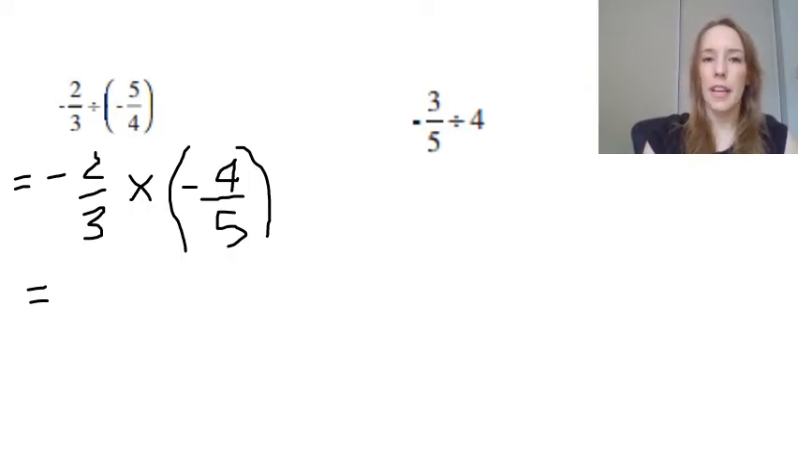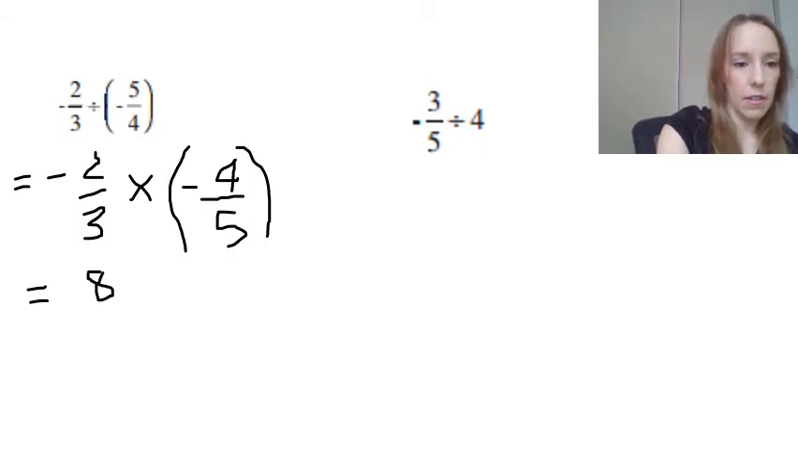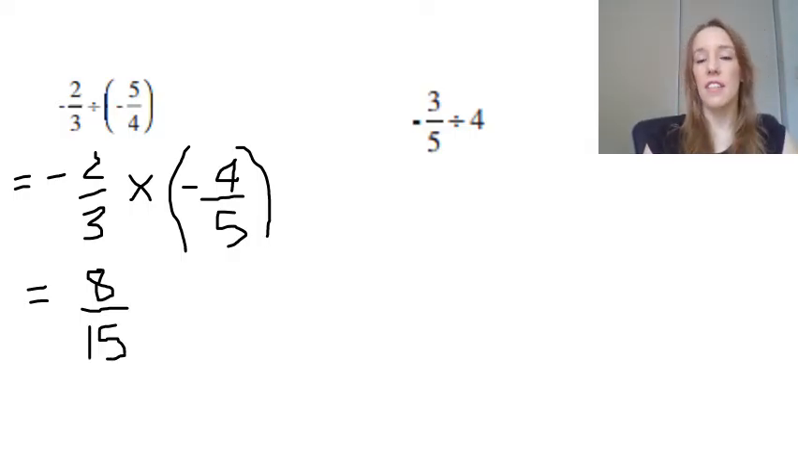So from there we can carry on with multiplication. So negative times a negative we know is going to equal a positive. So our answer will be positive. 2 times 4 will give us 8. 3 times 5 will give us 15. So 8/15 is our answer.